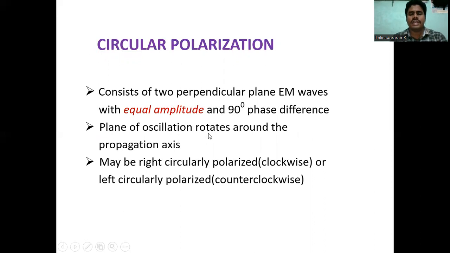The plane of oscillation rotates around the propagation axis. That means the resultant vector from these two components rotates along the propagation axis. అంటే మనకి వచ్చే resultant vector అనేది constant గా ఉండకుండా రొటేట్ అవుతూ ఉంటుంది. It will oscillate in circular polarized light, right circular polarized light, that means clockwise manner, and left circular, nothing but anti-clockwise manner.